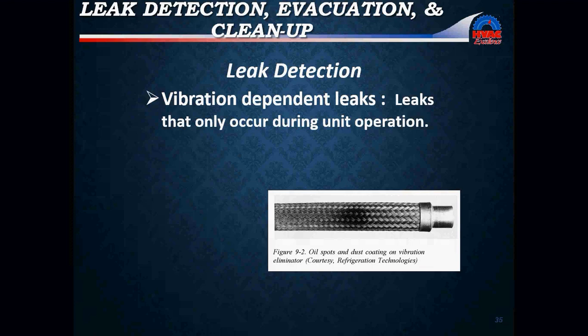So what we can do, and if you see in this picture here, you can look at this part right here. This is an oil spot. This is a sign. This is a vibration eliminator that we can find on some of our commercial type of systems. The vibration eliminator helps eliminate a lot of the vibration that can happen on our refrigeration lines. But these can also start to break down. So if you look right here on this dark spot, that is a sign of oil and dust coating on there. So there's a leak right here. But hey, we may not necessarily see that leak until that system turns on.